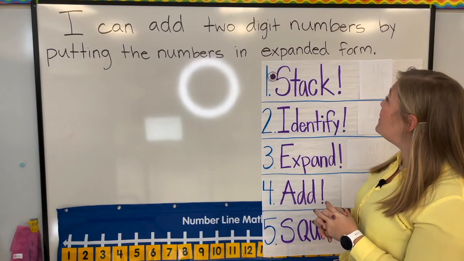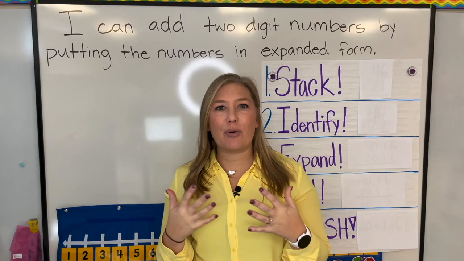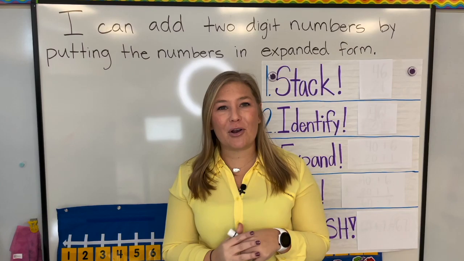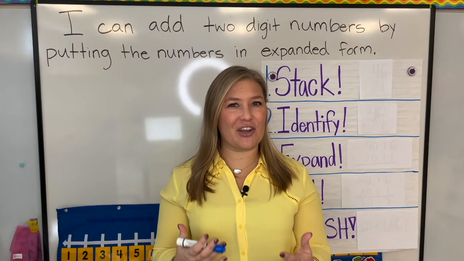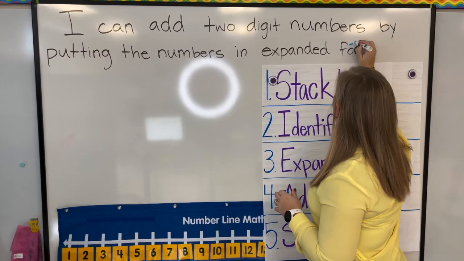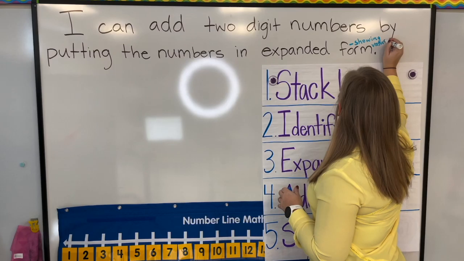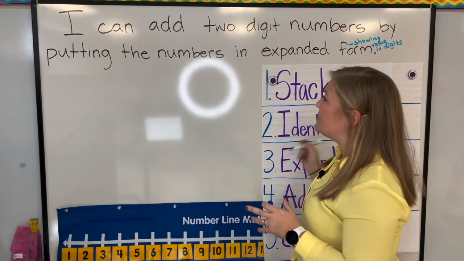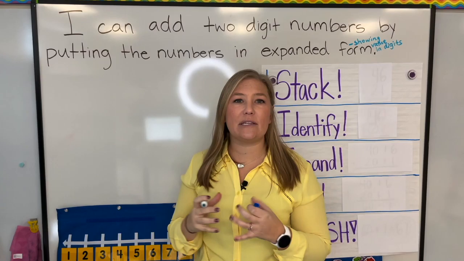So a couple weeks ago, we talked about putting numbers in expanded form. Does anyone remember what putting a number in expanded form means? Yeah, it's showing the value of each digit in a number. So when we're putting a number in expanded form, we're just showing the value of each digit. So right here, I'm gonna write showing value. Because that's all we're doing. So we're gonna be adding numbers, which we know is combining or putting together.